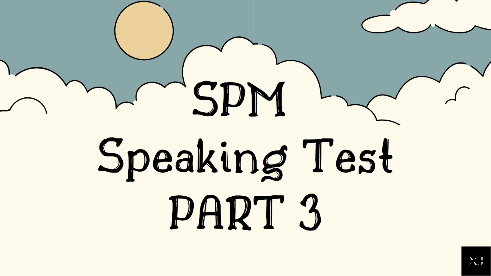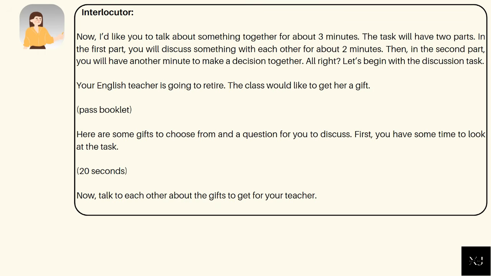Okay, now let us move on to part 3 of the speaking test. Now, I'd like you to talk about something together for 3 minutes. The task will have 2 parts. In the first part, you will discuss something with each other for about 2 minutes. Then, in the second part, you will have another minute to make a decision together. Let's begin with the discussion task.